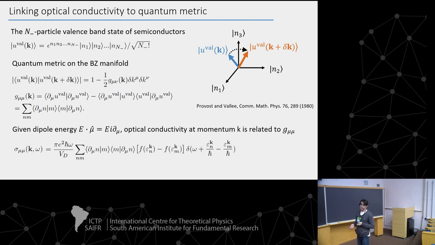So if you do, for instance, a Fermi golden rule or really a linear response theory to calculate this conductivity, you see that there will be some prefactors, and then some Fermi factors and some delta functions, which are related to energy conservation. And then this thing here will be exactly the quantum metric that I introduced before. So we can connect these two concepts together using this formula.